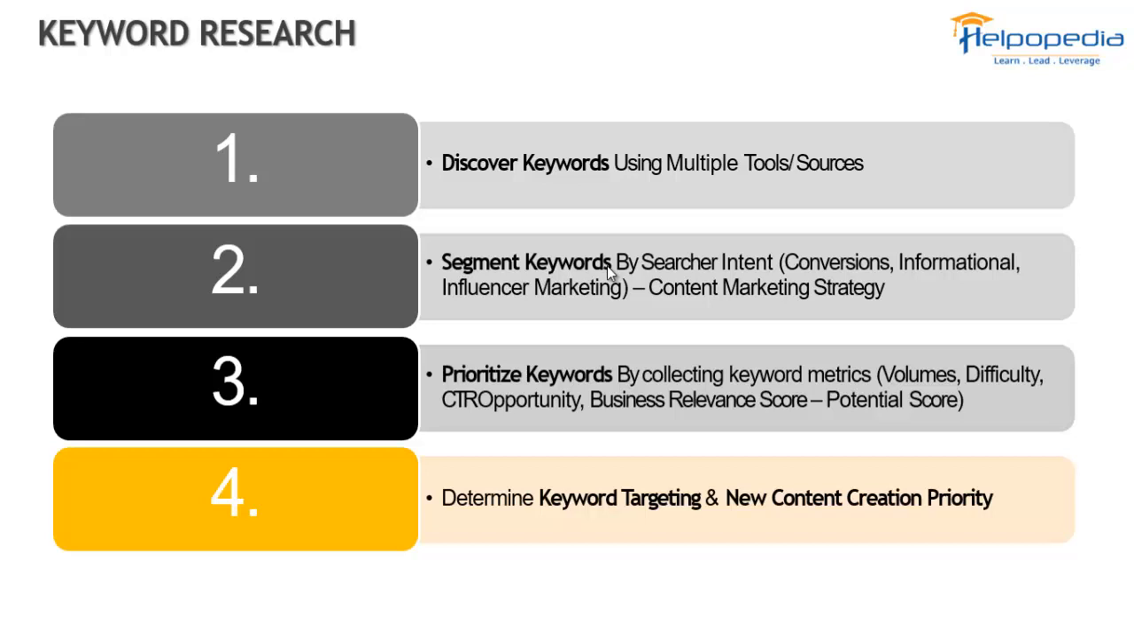Long tail keyword means, say I search for digital marketing courses in Kharghar, that is a long tail keyword. If I just search for digital marketing, then it can be called a keyword. Digital marketing courses is a long tail key phrase, we can call it a phrase, a key phrase. So keyword, key phrase, and long tail key phrase, that is the difference. Those are all things we need to use to determine keyword targeting and new content creation priority.